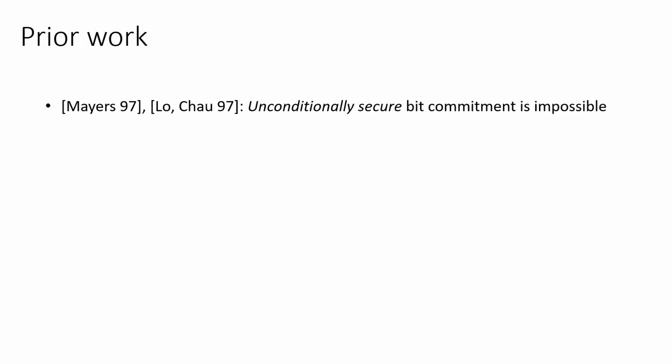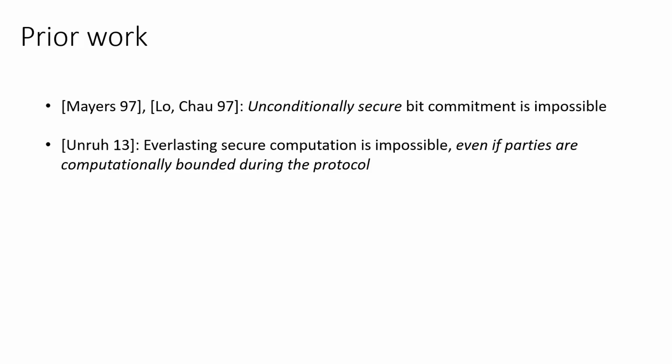Okay. Unruh actually showed many years later, well, he considered a natural follow-up question, which would be, what if we assume that the adversaries are computationally bounded during the protocol? Can we still hope to get some notion of everlasting security after the protocol against all parties? And he showed that this is also impossible by extending this Mayers-Lo-Chau impossibility. Okay, so it's pretty much established that we can't do everlasting security against all parties.